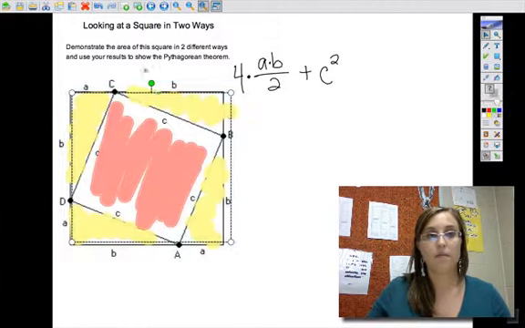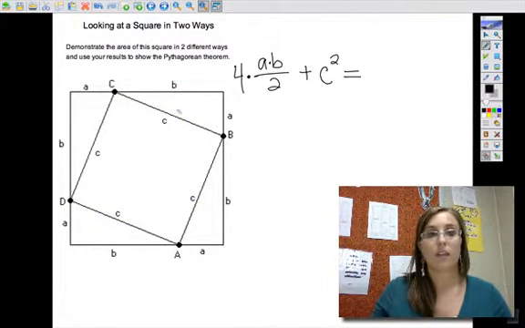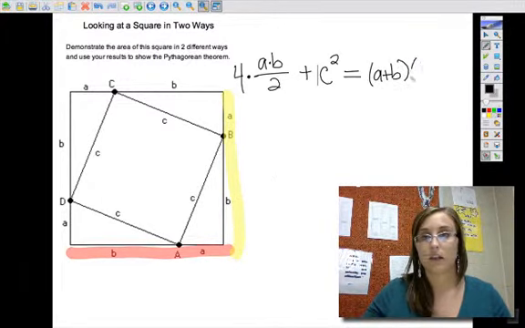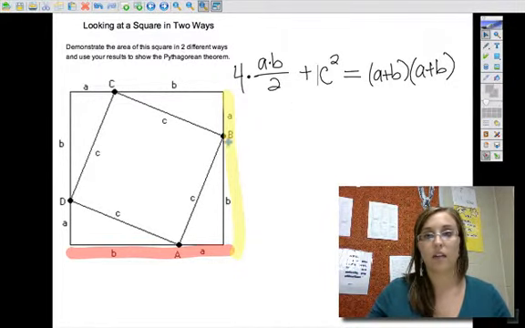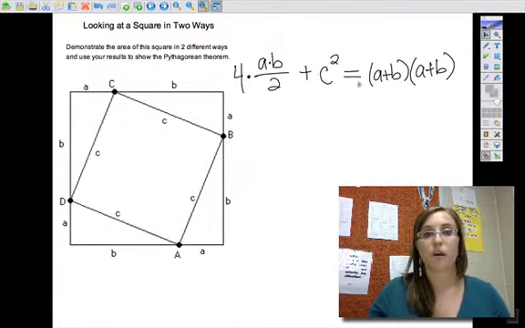So there's one way. Now I'm going to have that equal. I'm going to think of the same square in a different way. So I'm going to think of the length times the width. That would be A plus B times A plus B. That's 2 ways to show the area, and they're equal to each other because the area of the square obviously is the same no matter which way you find it.